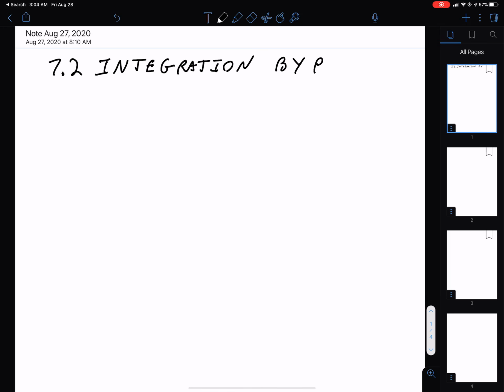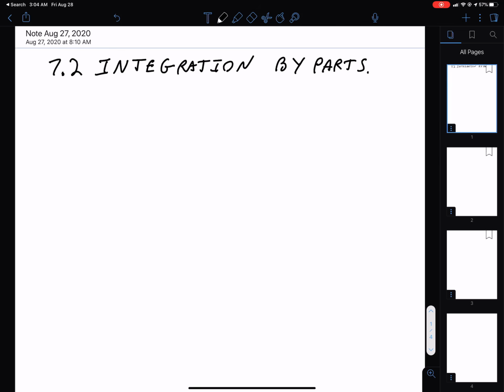All right, we are in section 7.2, and the title of this is Integration by Parts. Now, when we do derivatives, we had product rule, quotient rule, and all these special rules, but we don't have that with antiderivatives, integrals. So it makes it more difficult.